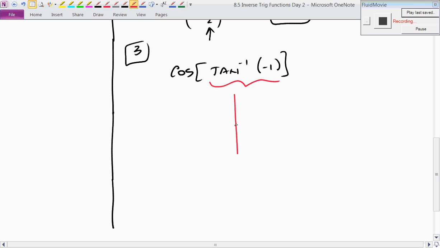Inverse tangent, we know, lives either in quadrant 1 where it's positive or quadrant 4 where it's negative. We know that. And this is asking us for the angle whose tangent is -1. So somewhere down here in quadrant 4, I'm looking for the angle whose tangent is -1. Anybody got it? 90 degrees? No, the tangent is -1.